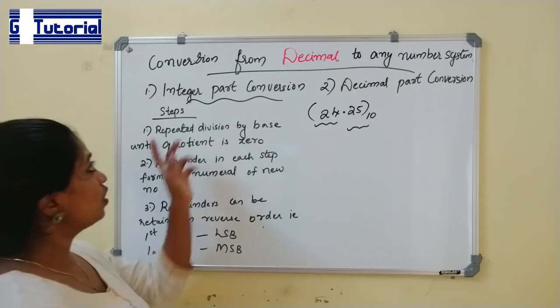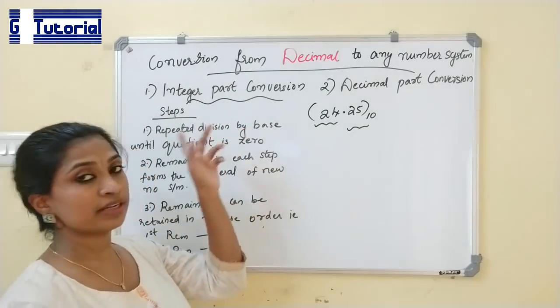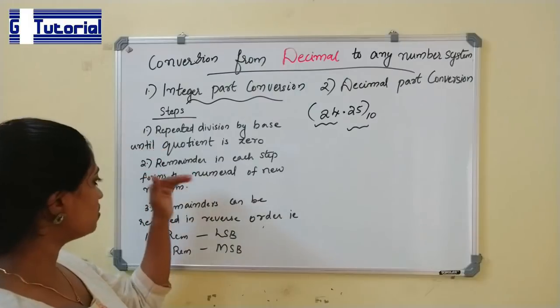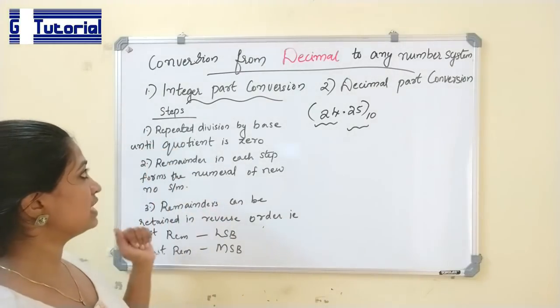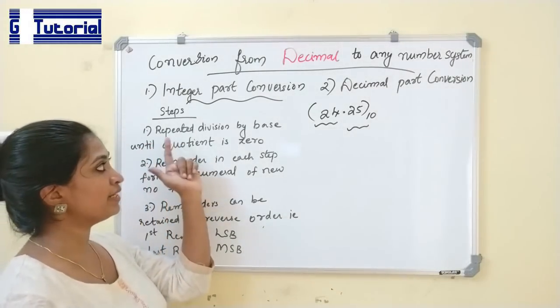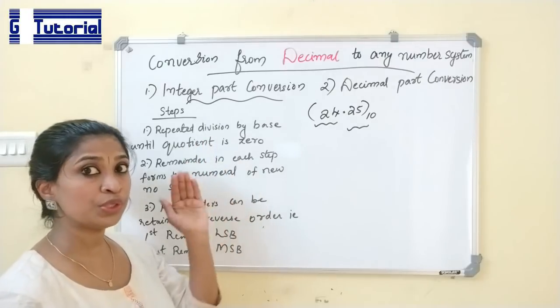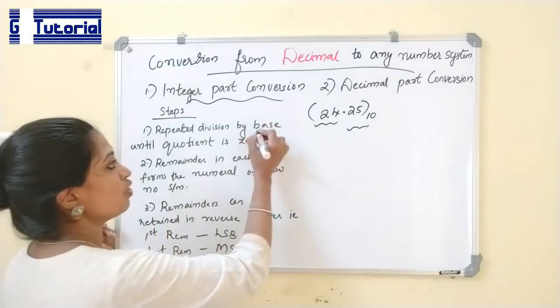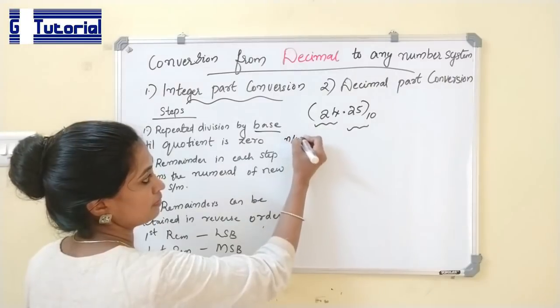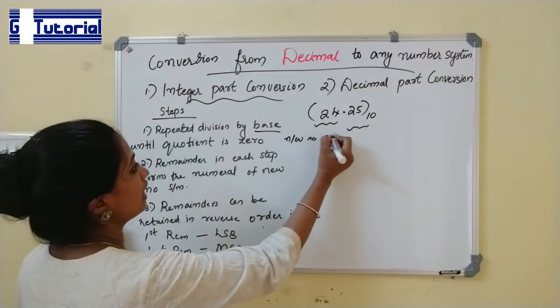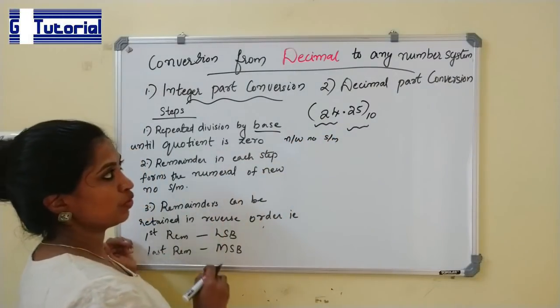First, let us see how integer part conversion is done. It involves the following steps. In the first step, we do repeated division by the base of the new number system until the quotient is 0.